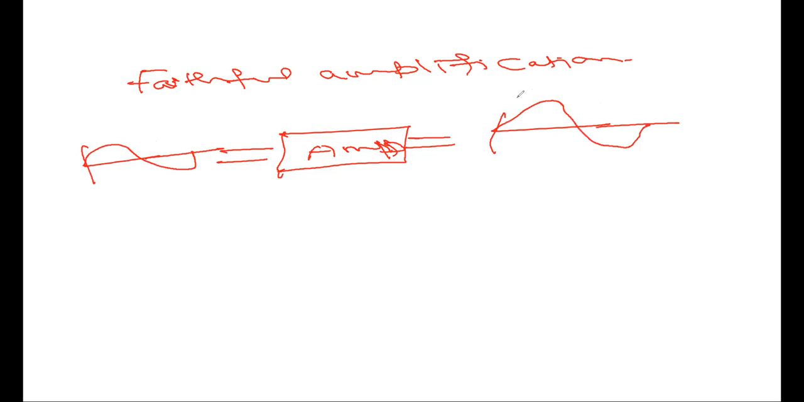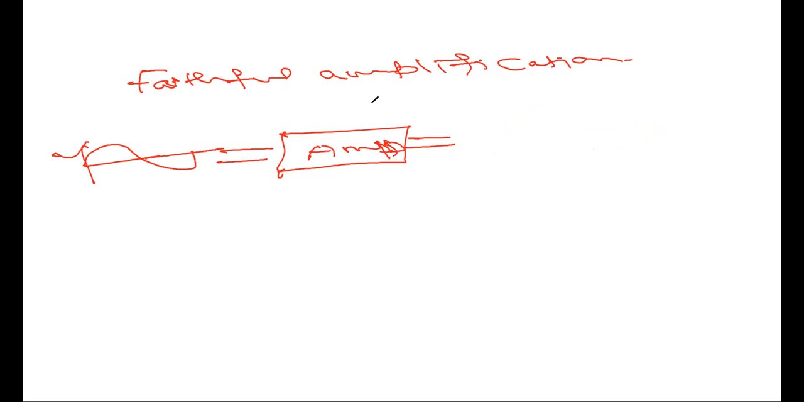In faithful amplification, the size of the signal should be different, but the shape of the signal should not be changed. So we can see that the shape of the input and output is the same, but the size is different, because here we have found a signal of a greater amplitude in comparison to the input signal.